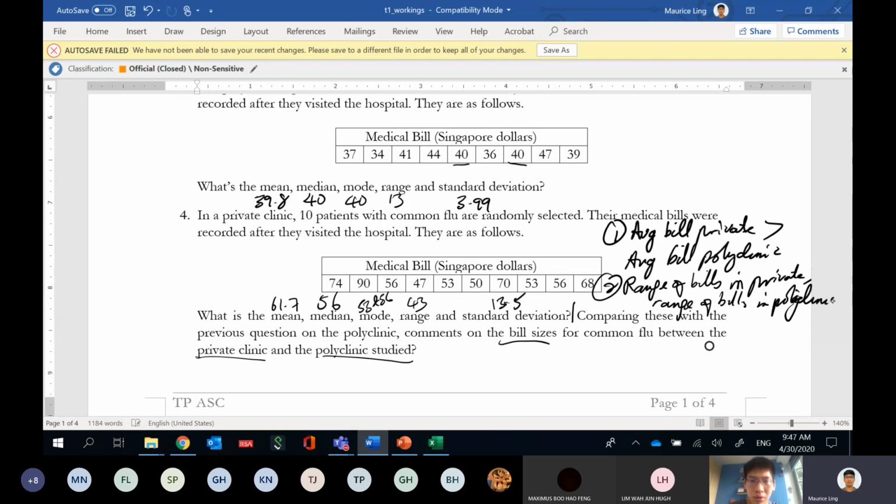Polyclinic. Okay, so that's it. You comment on the average. Which one is more expensive? Then which one has a larger range of bills?